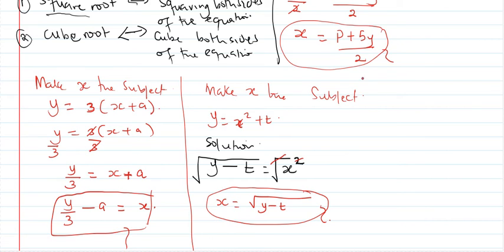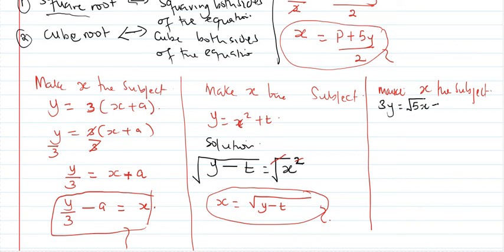Let's check out another example. Still make x a subject. They can tell you any letter, as long as you know what to do, it won't be very difficult. So 3y is equal to root 5x minus 9a. They want x. So let's start. I'm giving you some minutes to reason it out. Okay, hope you got it.